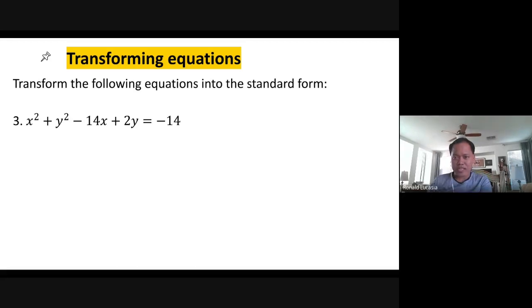Okay, Kurt submitted his center as 7, -1, and the radius is 6. Let's wait. We still have 1 minute.